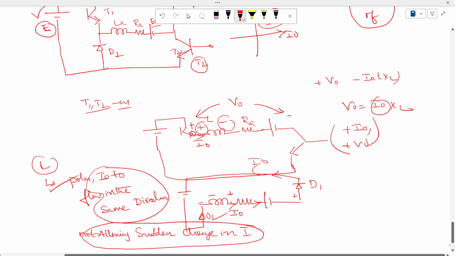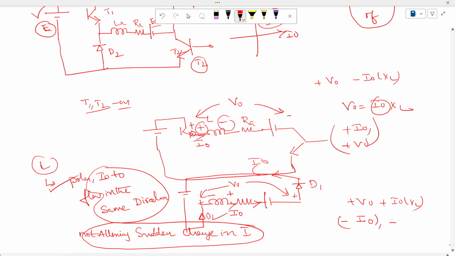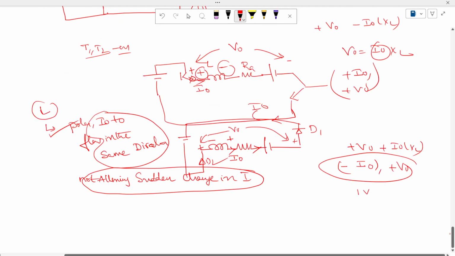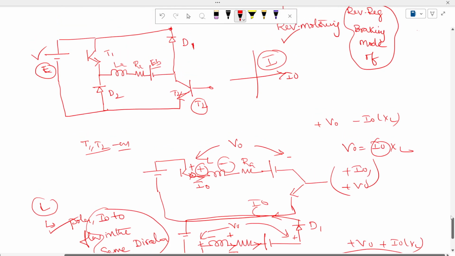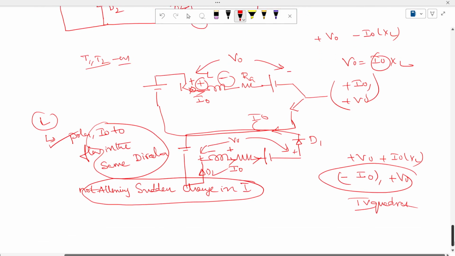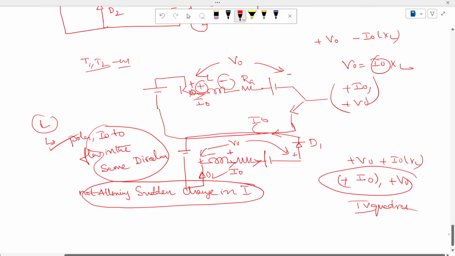whatever the current is flowing, but already we defined the voltage as V0. So plus V0 plus I0 into XL. So I'm going to claim that here you are going to have minus I0 and plus V0. So minus I0 and V0 will come to fourth quadrant operation. Fourth quadrant means the current is positive and voltage is negative.